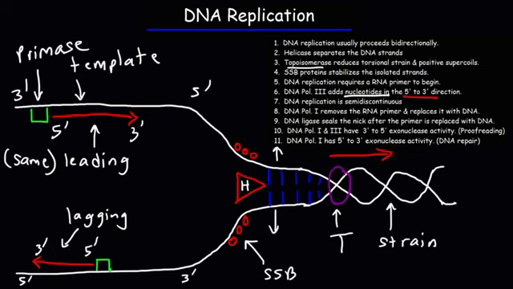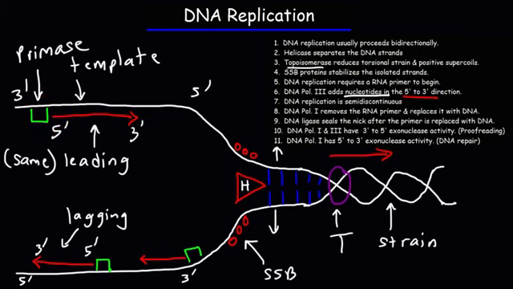So as the replication fork continues to move forward, you're going to have more space here. So what's going to happen is a new RNA primer is going to join here, and then DNA polymerase is going to start there, adding nucleotides in this direction. So in the leading strand, DNA is synthesized continuously. It only needs one primer to start, and it just keeps on going. It follows the replication fork.